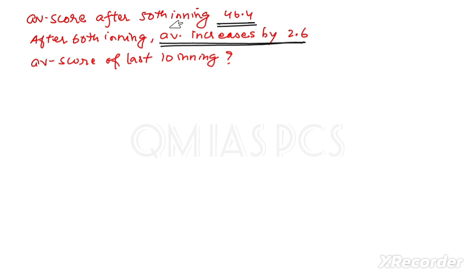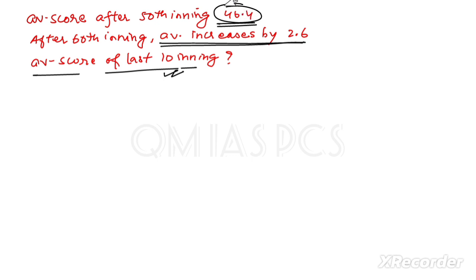That means obviously in the last 10 innings the average value should be greater than this average value of 46.4. So it is just like asking the average score of the last 10 innings. Obviously that average should be more than 46.4, and all options are greater than 46.4, so we can't eliminate anything.